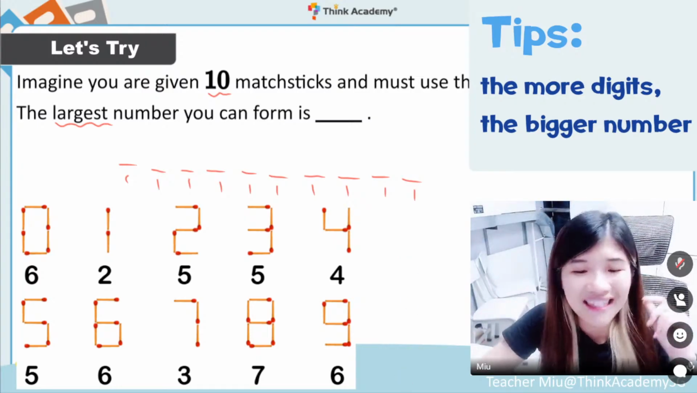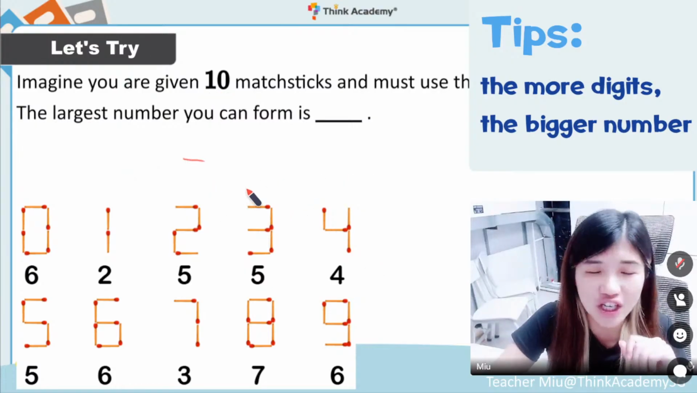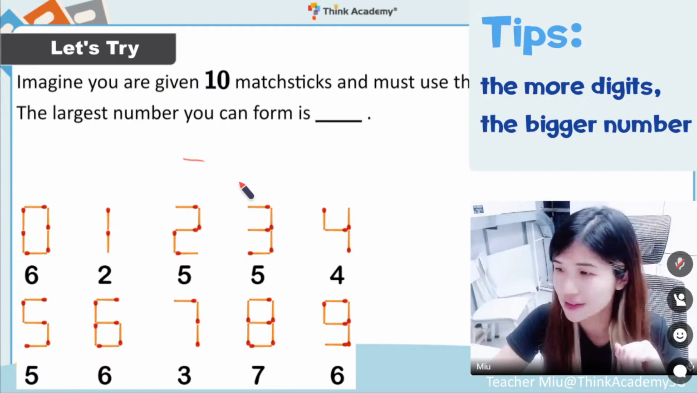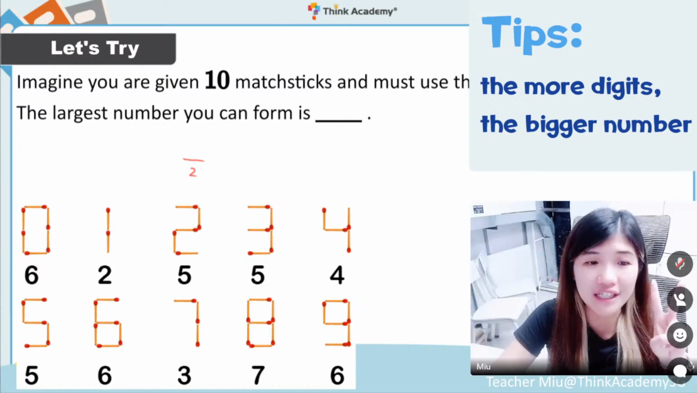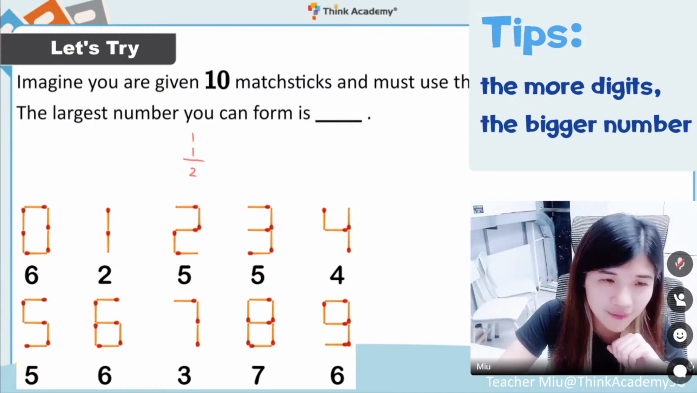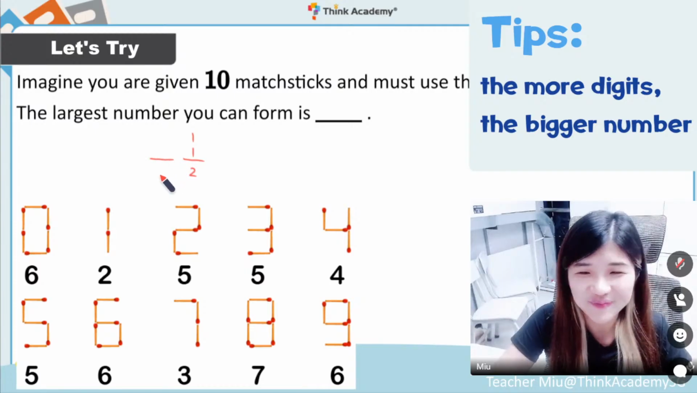So at least for making one digit, you need at least how many matchsticks? Good. At least you need two matchsticks to make one digit, right? If so, what can you make? One, right? Good. So you can make a one. You only use up two, right? So what is the next one?